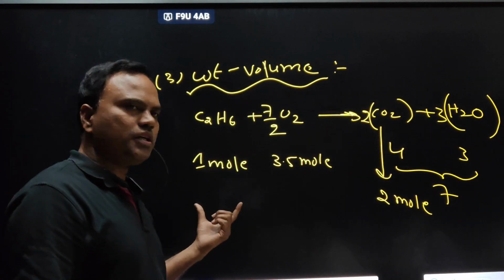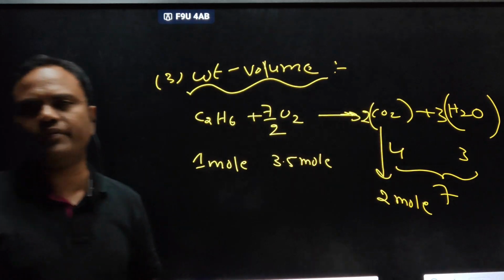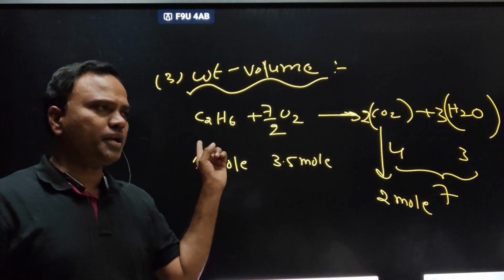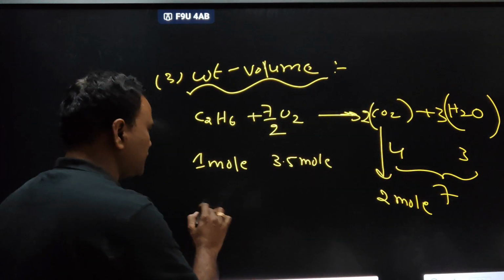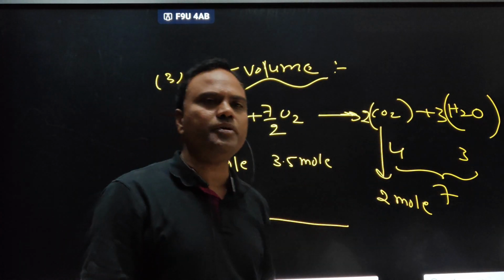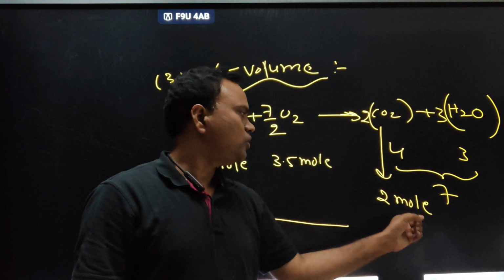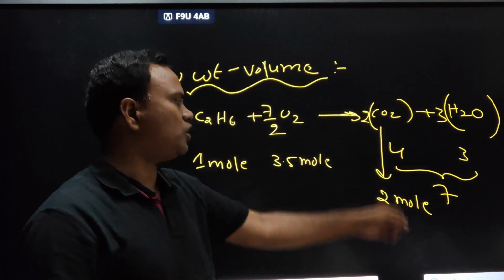Now say its weight, 1 mole of ethane. Say its gram molecular weight. Calculate. Carbon is 12 atomic weight, 24 plus 6, 30 grams. 30 grams of ethane produce how much volume of CO2? 2 moles means volume.